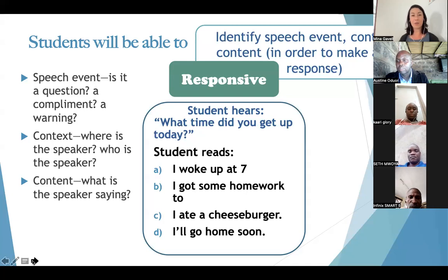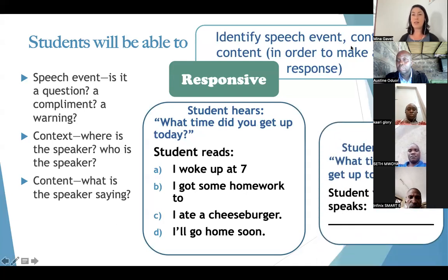It doesn't have to be multiple choice, right? We could do this where we ask a student. So if I said to Kari, what time did you get up today? And then she could either answer me or she could write. Actually, she just did a responsive task, through reading because I had the question written, when I asked, how do you teach listening? And she responded.